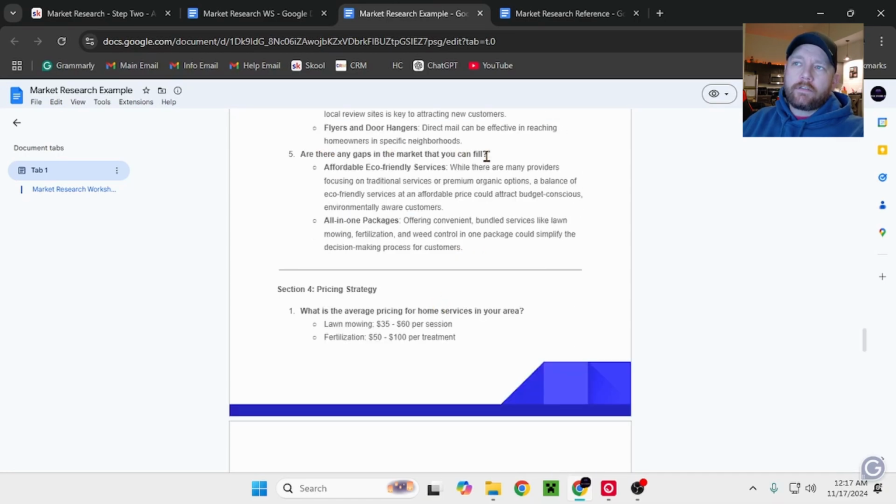So are there any gaps in the market that we can fill? Did we find? We found eco-friendly gaps, and that people want packages. They want customizable packages.